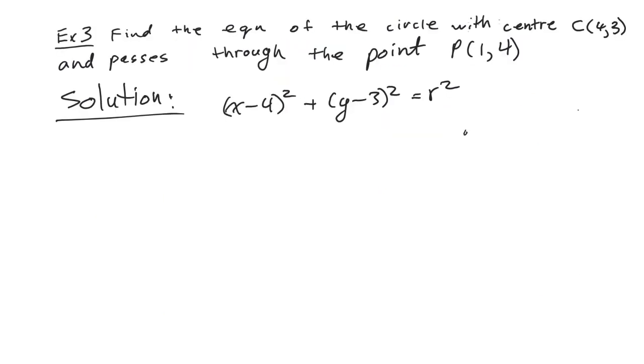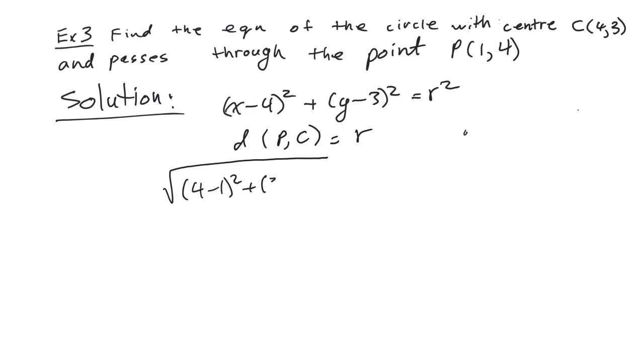Okay, for this problem, you have to find the equation of the circle with center 4, 3, and passes through the point P of 1, 4. So you start by just using this. What we know is that our distance from P to C is equal to R. So here's what we're doing. We're just going to take the square root of, well, 4 minus 1 squared plus 3 minus 4 squared is equal to R.